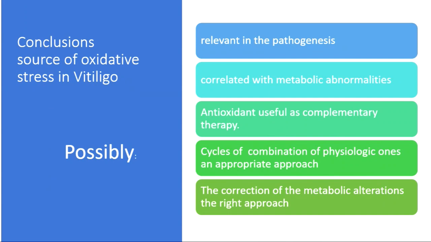So, what could be the conclusion? We can say that possibly the generation of oxidative stress is relevant in the pathogenesis of vitiligo, that possibly this is correlated with the metabolic abnormalities, that antioxidants are possibly useful, but just as a complementary therapy, and that a cycle or combination of physiological antioxidants could be the most appropriate approach. And probably the correlation between metabolic alteration and the correction of metabolic alteration is the right approach to treat vitiligo patients and to decrease the oxidative stress.